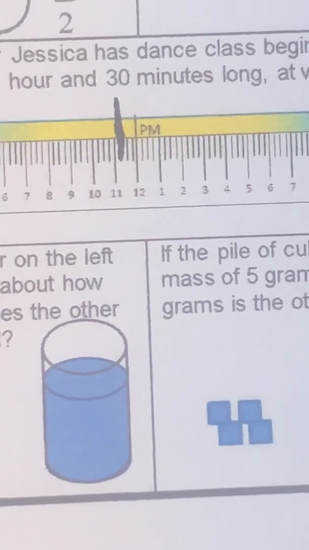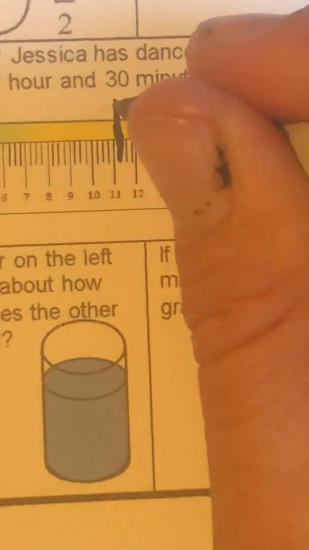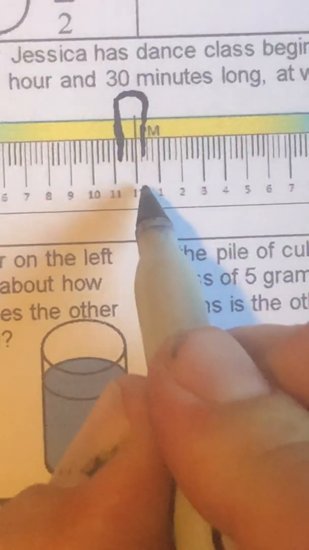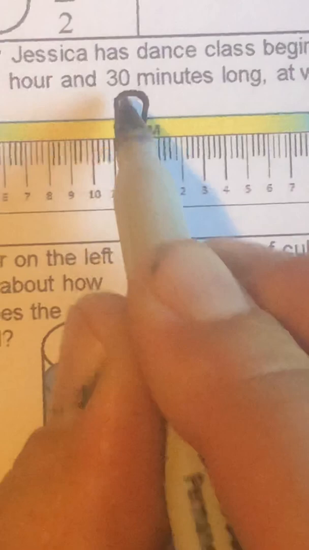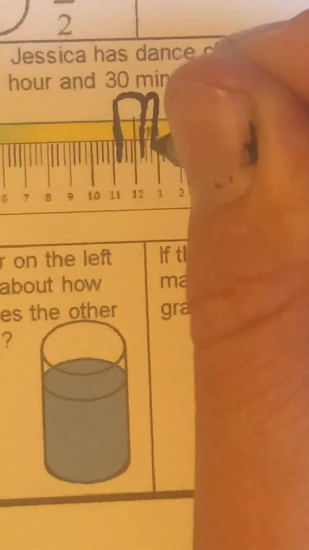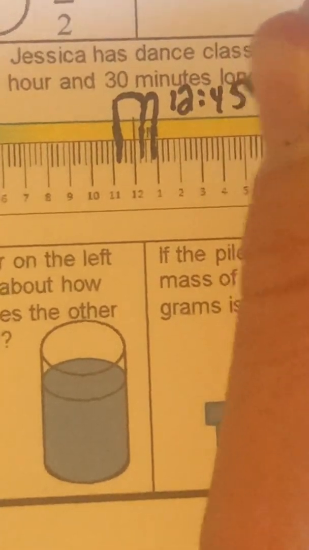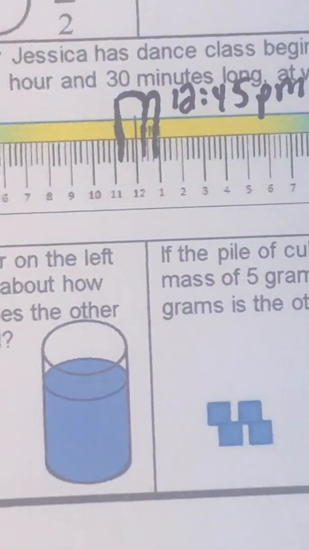At what time will her class end? Okay, so let's just add an hour. So we're at 11:15. Now we go to 12:15. So we added an hour, but we need to add 30 minutes. So we're at 12:15. 12:15 plus 30 minutes takes us to the 4th mark, which is 12:45 p.m. Okay, so we just kind of slowly chunked our way there.